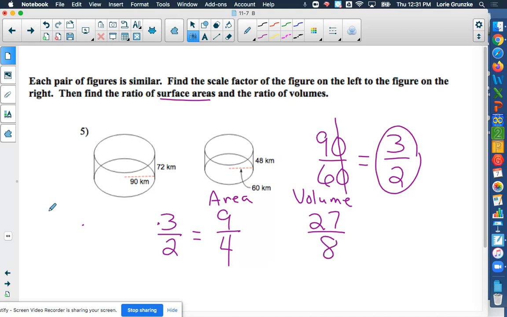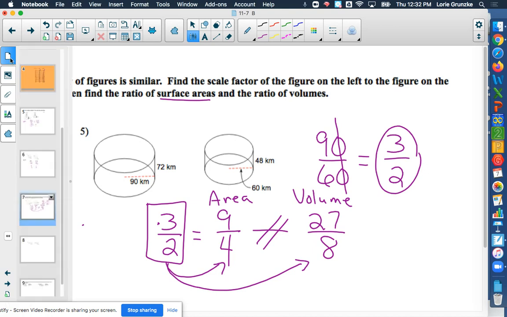That's your 3 answers. I think the trickiest part is you can't jump between area and volume. You always have to go back to the scale factor. Scale factor goes to area, scale factor goes to volume. You can't do this. No. I don't know if that looks like a no, but that's what I mean. Can't do that. You can only go from scale factor to area, scale factor to volume. Okay, let's go to the next question.